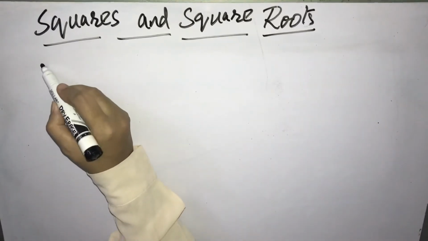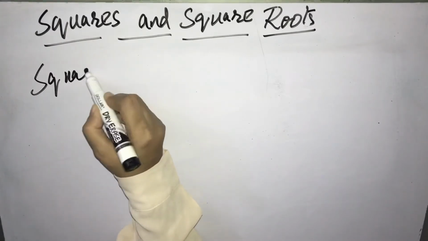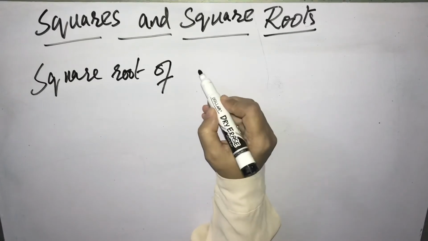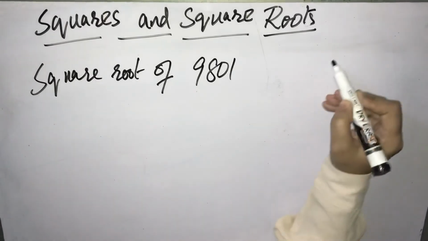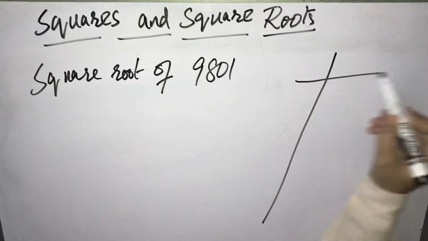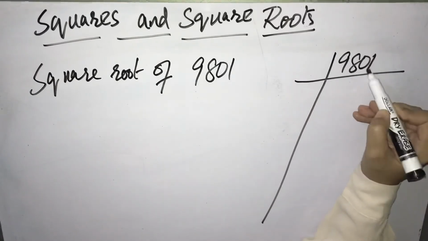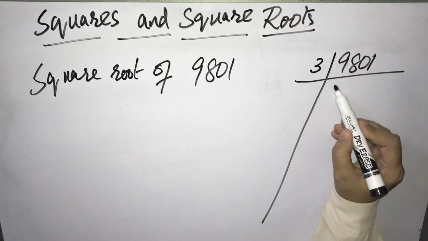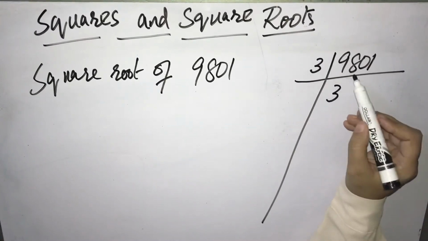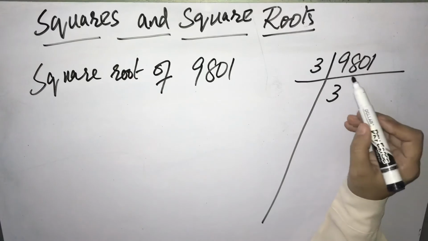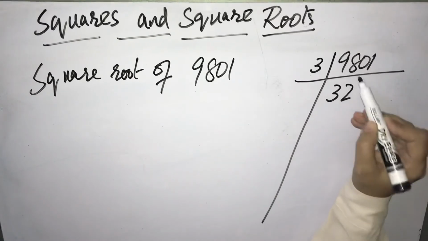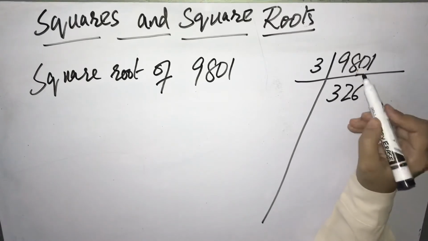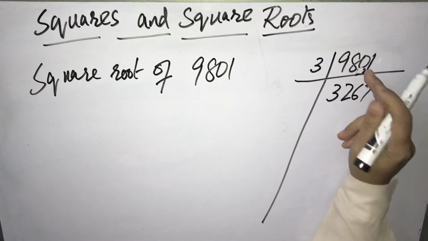The next example, square root of 9801. Let's make the ladder. 9801, as it's odd, so we shall start with 3. 3 3s are 9, checking with 3 if it is divisible by 3. 3 3s are 9, 3 2s are 6, 7 8, 3 6 are 18, 19 20. This 2 comes here, 3 7s are 21.